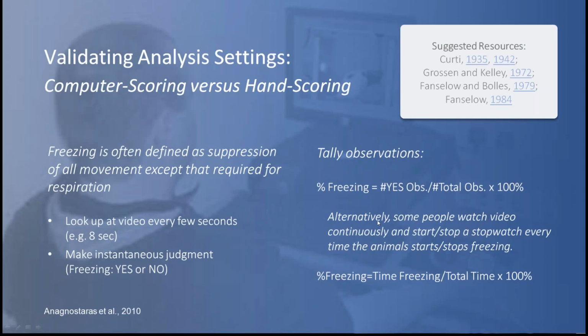And then you tally up your observations. You take the number of freezing observations divided by the total number of observations, multiply by 100, and that gives you your % freezing score.